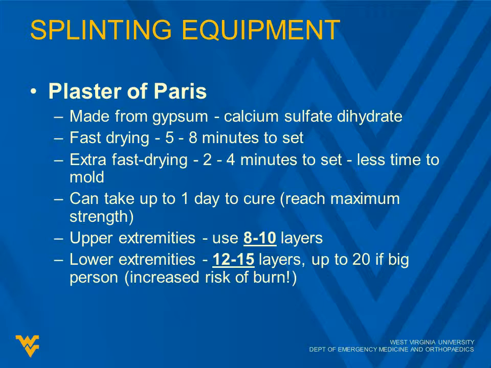For the upper extremities, if you're going to use plaster, you want to use 8 to 10 layers or so. For the lower extremities, you really want to use much more. You want to use 12 to 15. I would definitely recommend 15, even up to 20 if it's a big person. The more you use, though, the higher the risk of a burn.